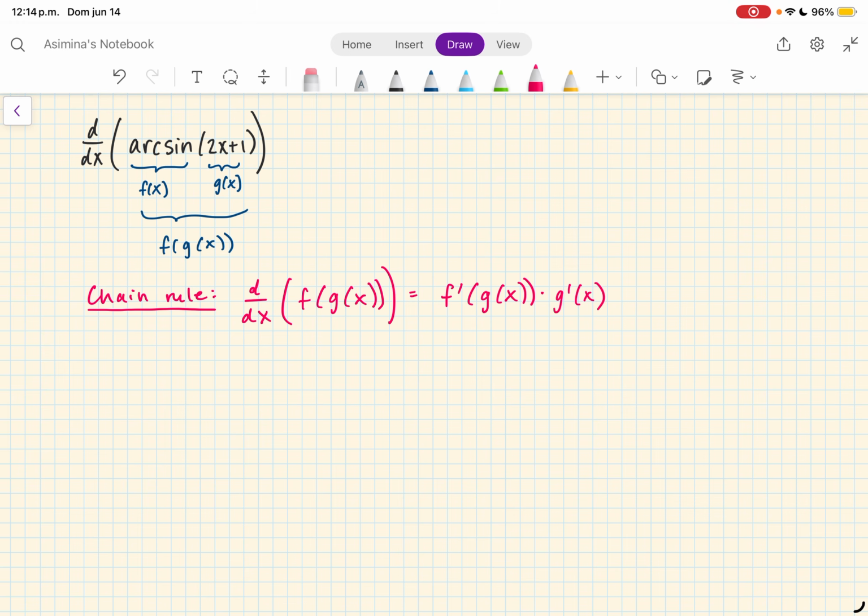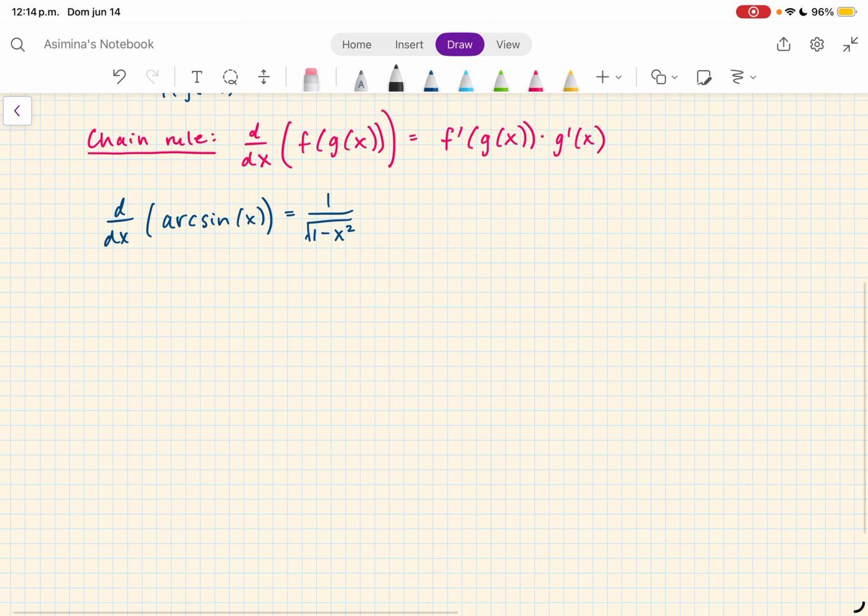So in our case, what would that be? Well, first, let's recall what the derivative of arcsine is. So the derivative of arcsine of x is 1 over the square root of 1 minus x squared. Okay, so if we go back to our problem, we want to take the derivative of arcsine of 2x plus 1.